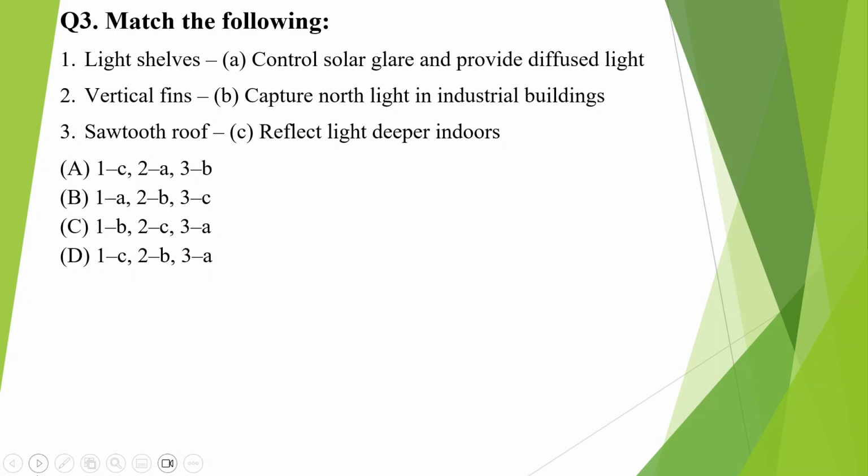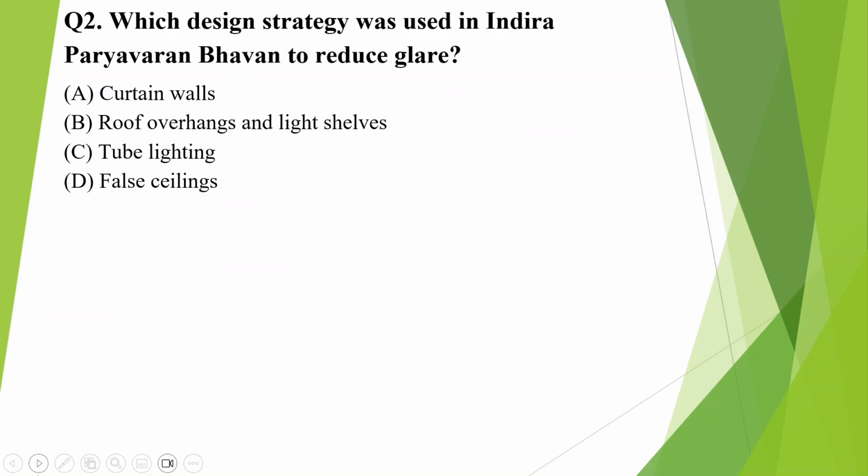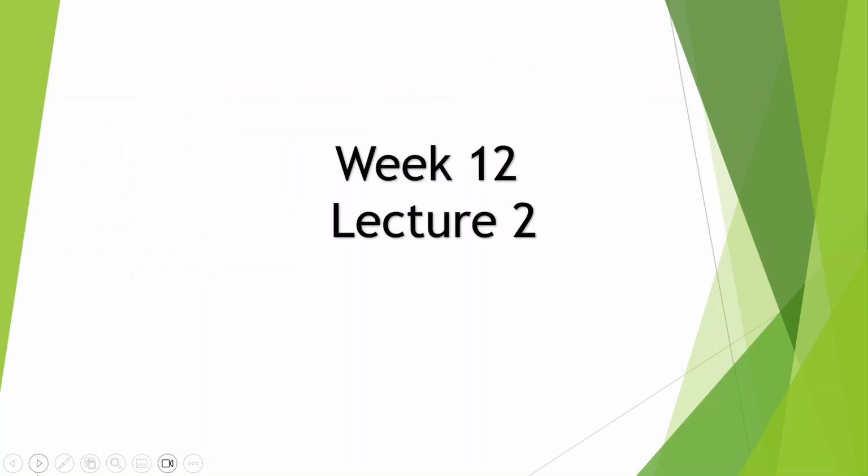That is, the first one is option C, light shelf. It will be reflecting the light deeper indoors, that was told to you. Then second, vertical fins, they will be controlling the glare and provide diffused light. And the third one, sawtooth roof, I already told you that these are preferred in industrial buildings. In the previous question, if you will see, let me project it in front of you all.